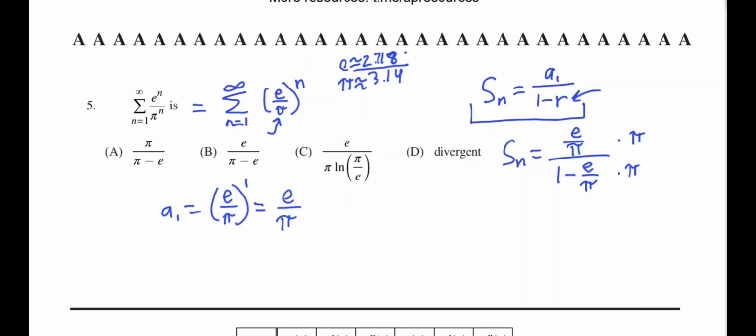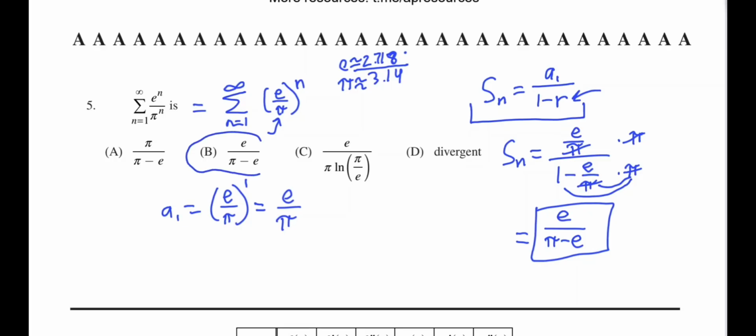All right, and what that does, at the top, e over pi times pi. Well, these pi's cross out, and we just have an e left over. At the bottom, we have a pi times 1, which is a pi. And then minus, we have e over pi times pi, and these pi's cross out, we just have an e left over. And the summation of this geometric series would be e over pi minus e, which corresponds to choice B. All right, that's number 5.